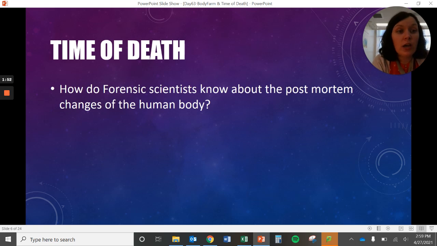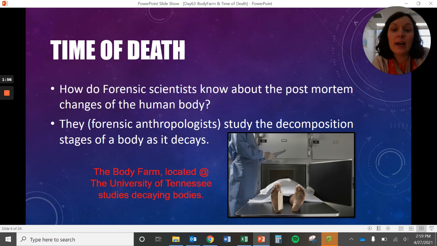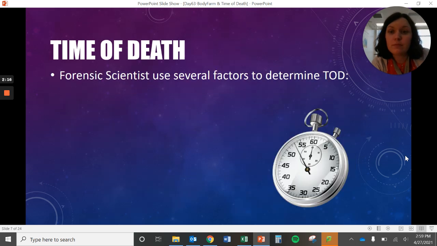Okay, so how do forensic scientists know about post-mortem changes in the human body? That is where our forensic anthropologists come along, and they have studied the decomposition stages of the body as it decayed. An example of this is the Body Farm located at the University of Tennessee that studies decaying bodies. This was our first example of this type of research being done. And there's a video, the link is on Canvas, that you can watch.